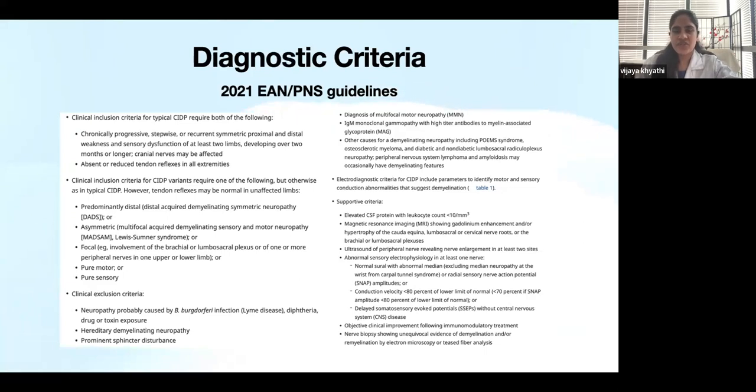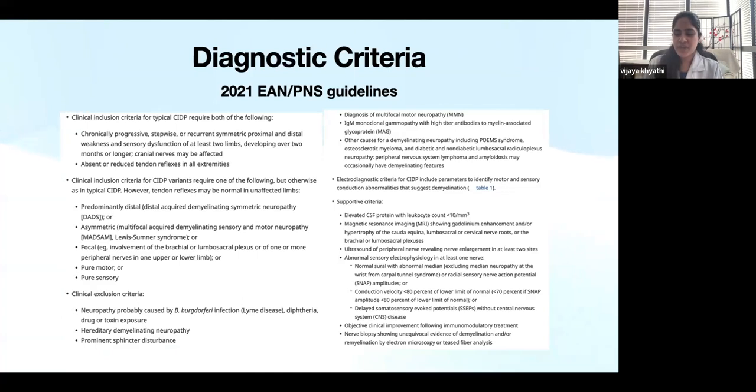Electrodiagnostic criteria, which we saw earlier. Supportive criteria include elevated CSF protein, and MRI and ultrasound of peripheral nerves revealing enlargement. Abnormal sensory electrophysiology in any one nerve, showing normal sural with abnormal median or radial sensory nerve action potential amplitudes, conduction velocity less than 80%, and somatosensory evoked potentials delayed without any central nervous system disease.